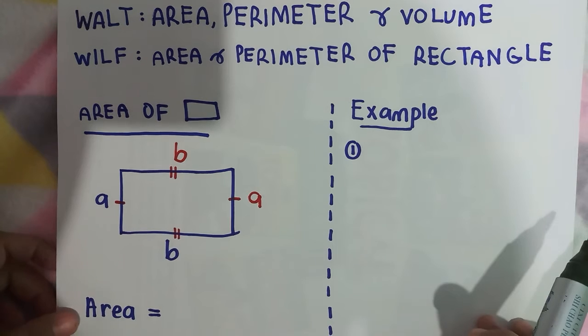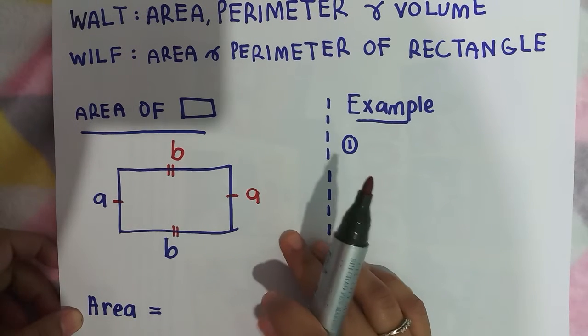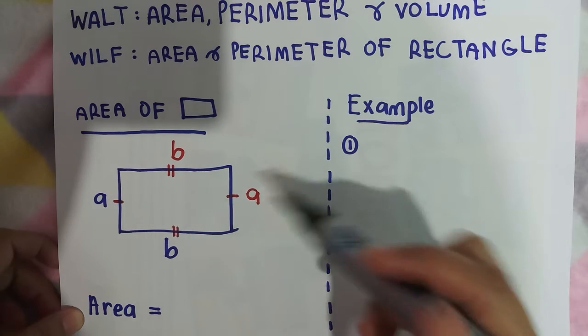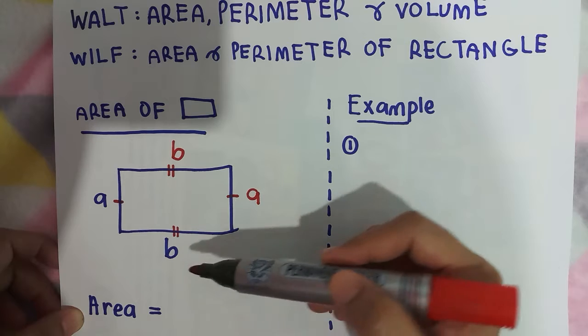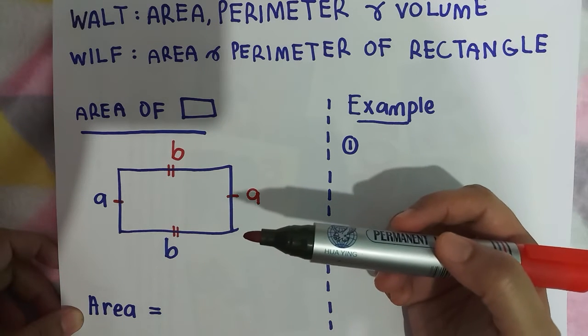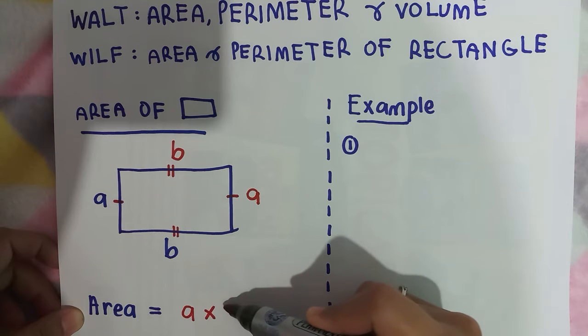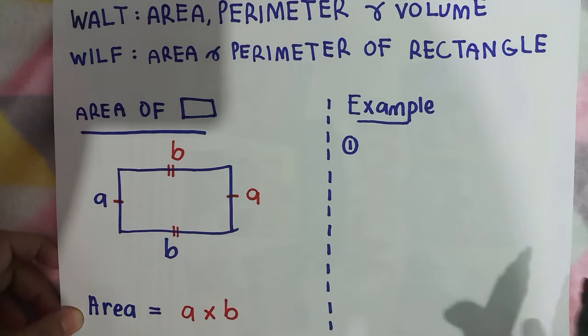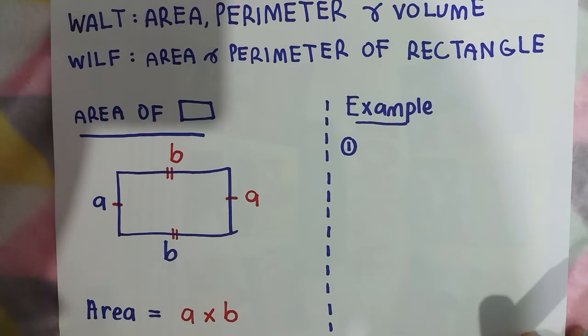So now, how do you find the area of a rectangle? You just multiply the sides. That side multiplied by that side. So the formula for the area of a rectangle is just A times B. First side times the second side.